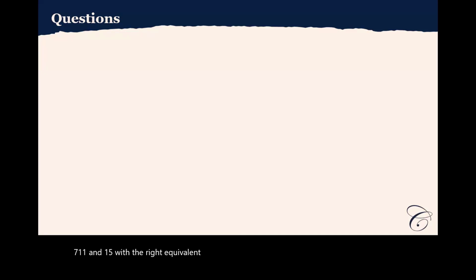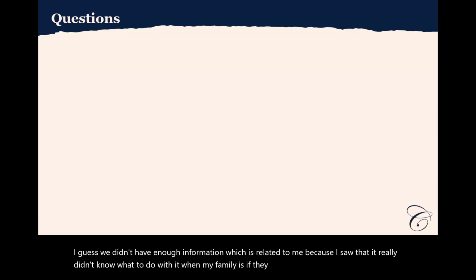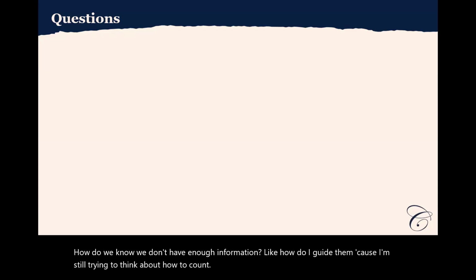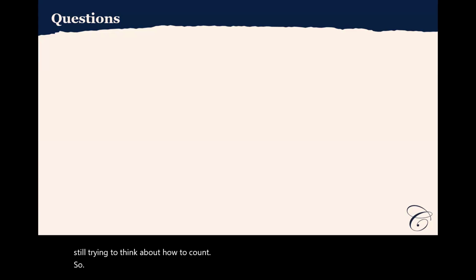When my families ask me this week, because I'm a director, what do we do with something like that? How do we know we don't have enough information? Like, how do I guide them? Because I'm still trying to figure out how to count in any base other than base 10. How would they know, or how would we know by looking at it, that I don't have enough information? Let me find out if this is an error. Like, what do I say to them?